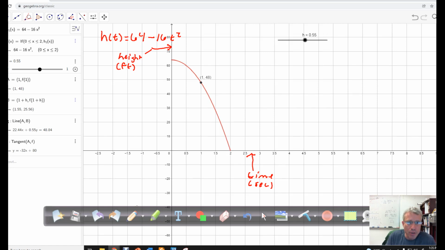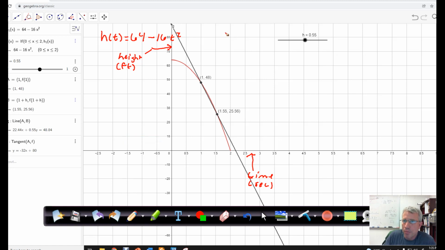One thing that we could do to estimate speed is drop another point on the graph, and then put the secant line between those 2 points. We know that the slope of the secant line is delta height over delta time, right? Change in height over change in time is your delta y over delta x. The slope of the secant line would give us feet over seconds, or feet per second.